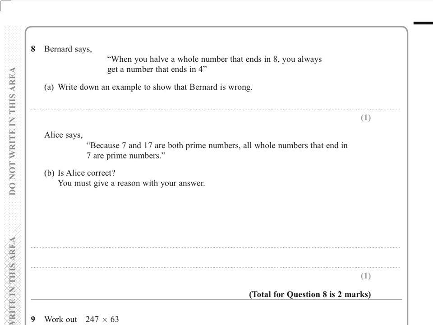Question 8. When you halve a whole number that ends in 8, you always get a number that ends in 4. And you have to write down an example to show that this is wrong. Well, if you took the number 8 and you halved it, you would indeed get 4. If you took a number, say like 28, and you halved it, you would get 14. If you took 48 and you halved it, you would get 24. So it seems that whatever number you choose, if you halve it, it will end in 4.